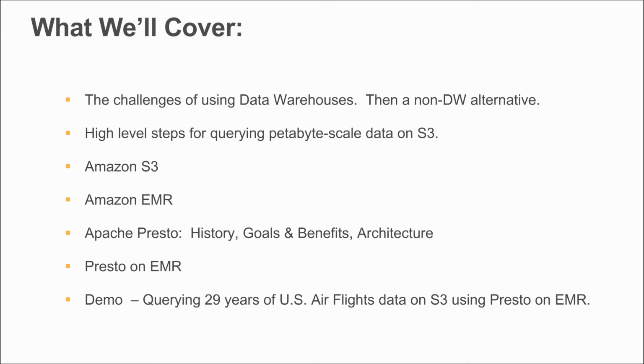So here's what we'll cover today. We're going to start out by looking at data warehouses and reviewing some of the challenges associated with using data warehouse technology. Then we'll take a look at an alternative, a non-data warehouse approach. We'll walk through the high-level steps involved in this alternative approach. We'll look at some of the components of the solution, in particular Amazon S3, Amazon EMR, Apache Presto, and then how you combine all these things together on EMR to accomplish the solution. And then finally, we're going to look at a demo. We'll put all these things together and show you a real-world example using a set of data that's 29 years of air flight data, including delays and cancellations and that kind of thing. That data is on S3, and we're going to use Presto on EMR to query it.